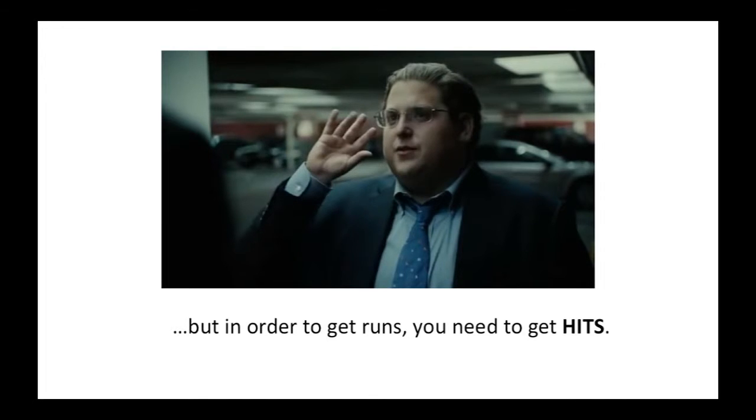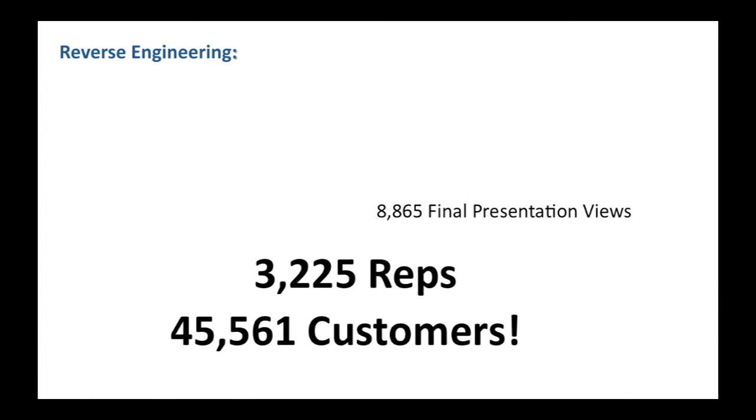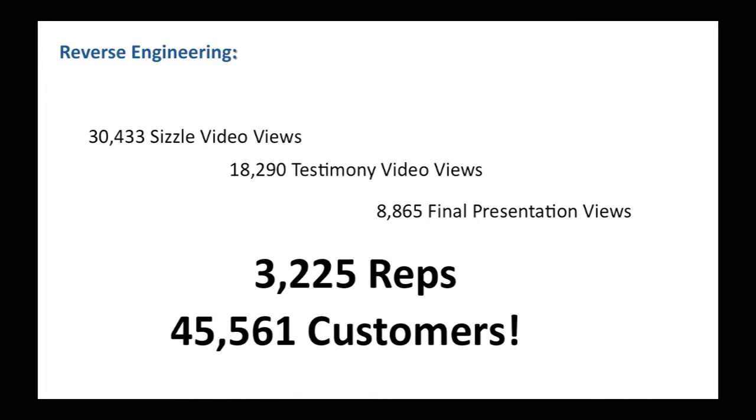If you can identify what your core tasks are, you can then scale it, automate it, and move to process, okay? I also showed you in the last one how I reverse engineered this to show you these numbers in the case study, that I had 45,000 customers that came out of 3,200 plus reps. I had basically an automated funnel process that I went through.